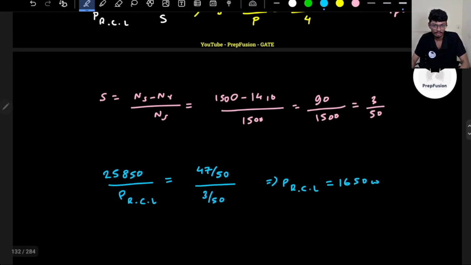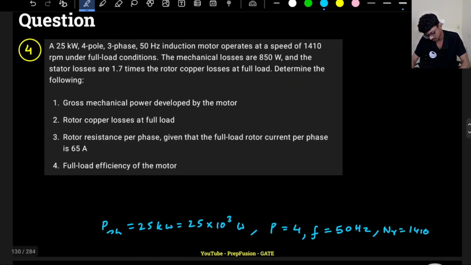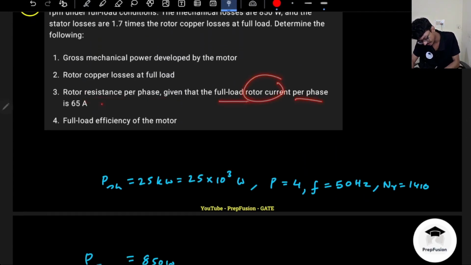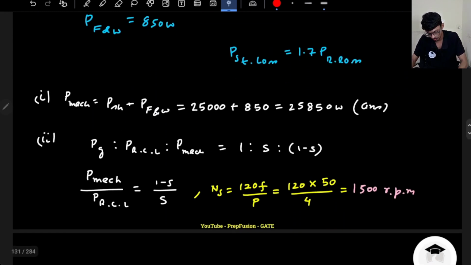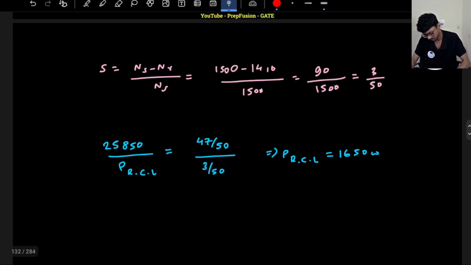From here, can I find out the air gap power? Very simple, right? I can find out the air gap power, but they have not asked yet, so we don't need it. So they are asking what is the rotor resistance per phase, given that the full load rotor current per phase is 65 amperes.